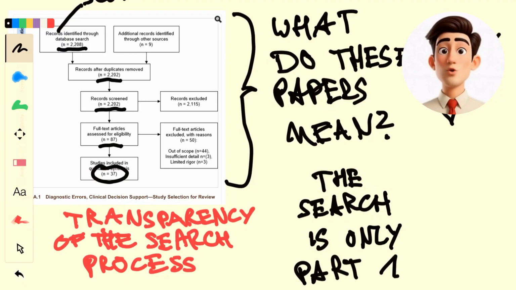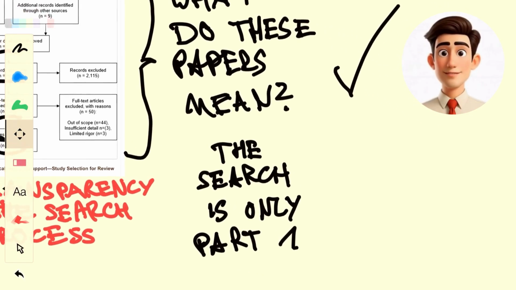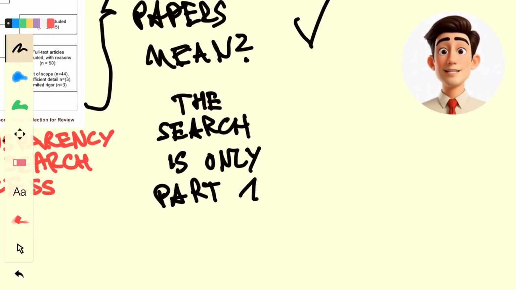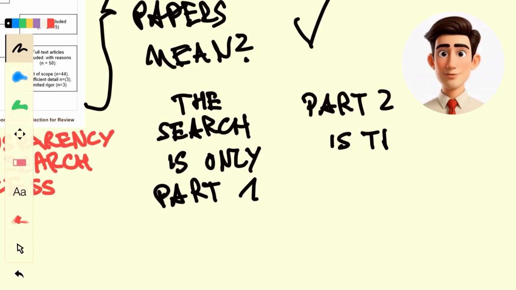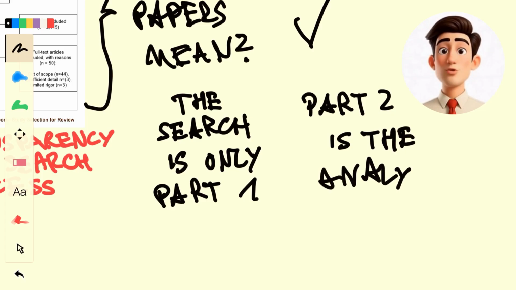But no, that is only the beginning, because a literature review is not just a collection of papers. A literature review needs analysis. It needs synthesis and interpretation. It needs a structure that helps the reader understand the field better than before. So how can we do this? Step 2. Choose your review type.